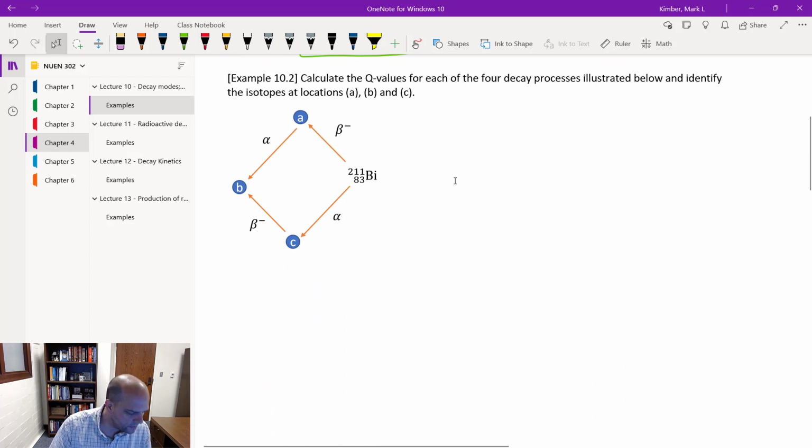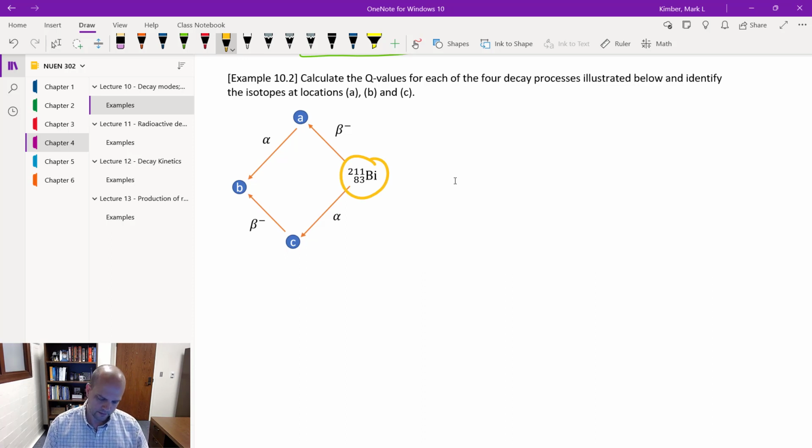So here in example 2, we want to calculate the Q value for each of the 4 decay processes. So we've got bismuth 211 here, and this is organized according to what you would see direction-wise in a nuclide chart, meaning beta minus is going to go up and to the left, alpha is going to go down and to the left, those are the only 2 that we have there.